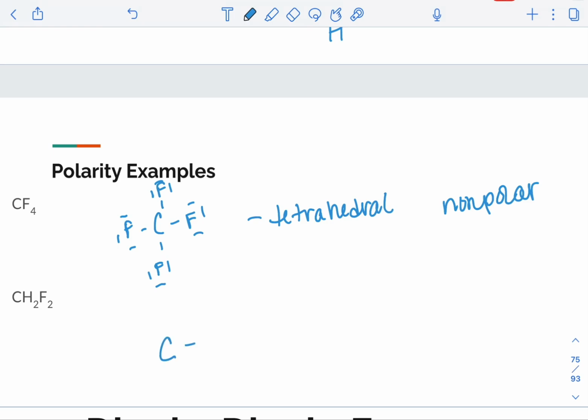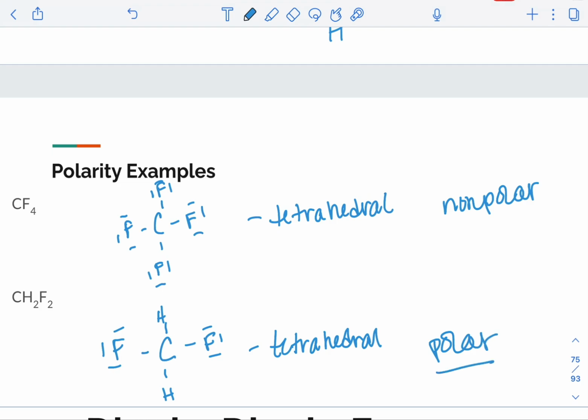However, if we change 2 of those F's to H's, now our Lewis structure looks symmetrical, but because this is a different shape, those dipole moments are now no longer going to cancel each other out. Even though the Lewis structure looks like it should be symmetrical and they should cancel each other out, since they're all different terminal atoms, it does not cancel each other out. So this one would be polar.